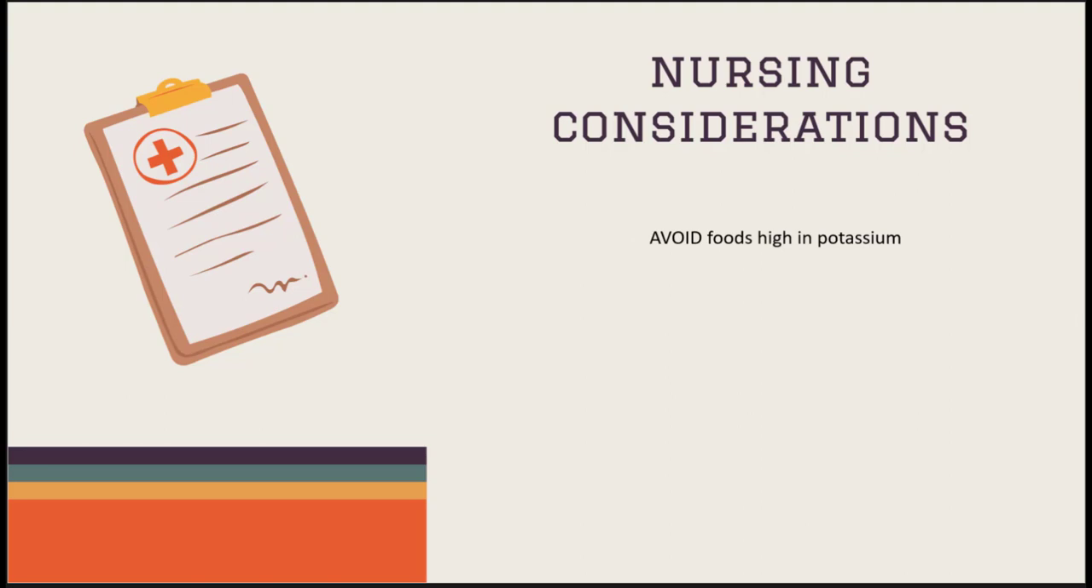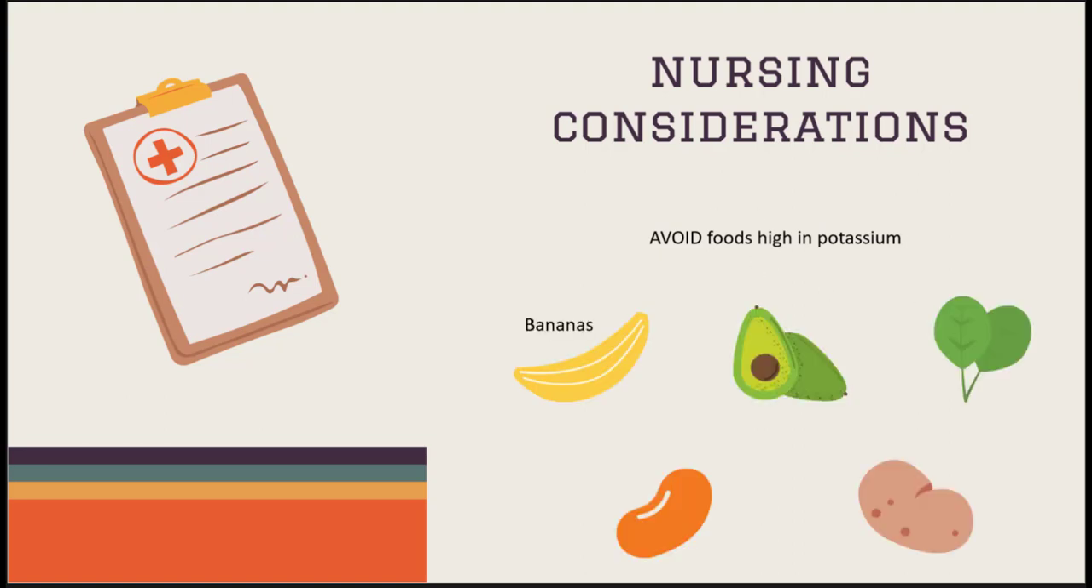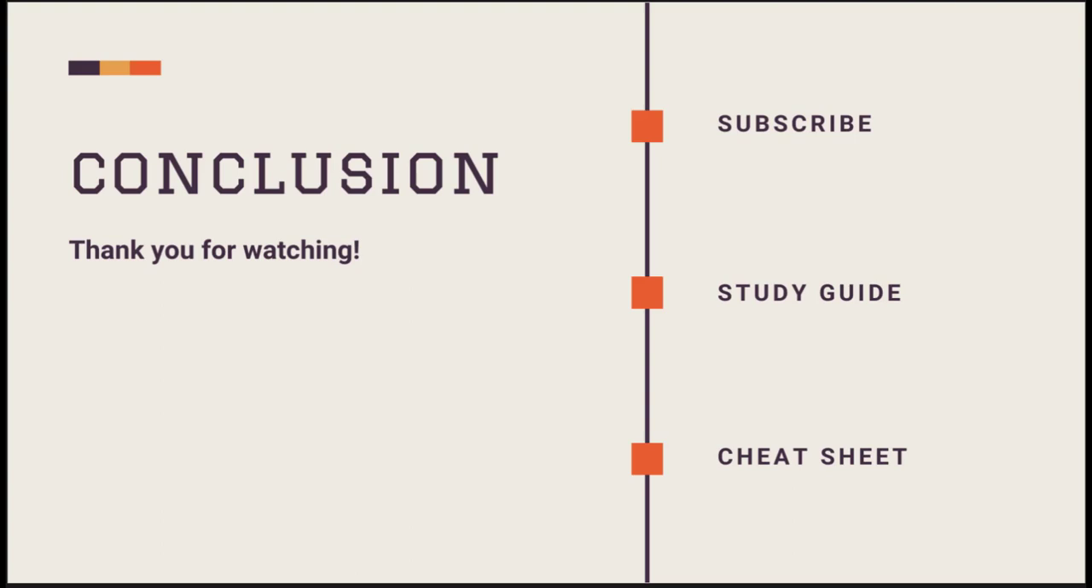And finally, we're going to want to educate our patients who have hyperkalemia to avoid foods that are high in potassium. So you can see here we have bananas, avocados, spinach, beans, and sweet potatoes. And that's it. We covered the causes, the signs and symptoms, the treatments, and the nursing considerations.